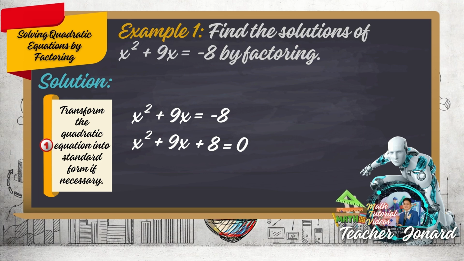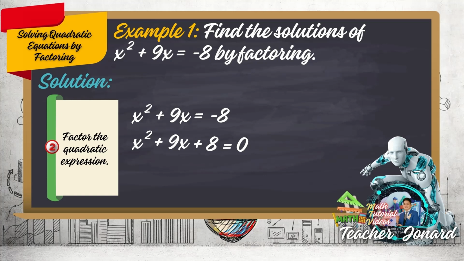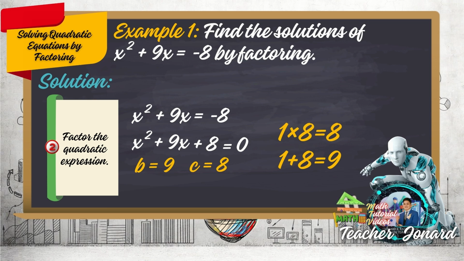Step 2. Factor the quadratic expression. Next, determine the value of b and c. The value of b is 9. The value of c is 8. Now, think of two numbers that are factors of 8. When you multiply them, the product is 8, and when you add them, the sum is 9. Think about it, 1 and 8 work because 1 times 8 equals 8 and 1 plus 8 equals 9. So, you can factor the trinomial like this: x plus 1 times x plus 8 equals 0.